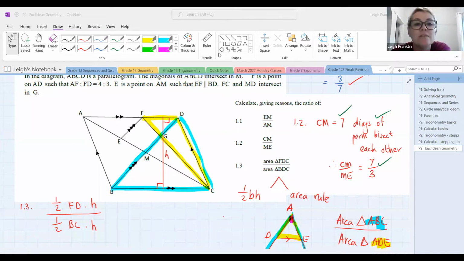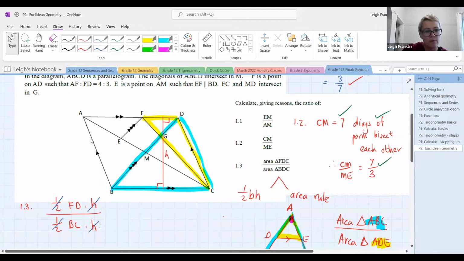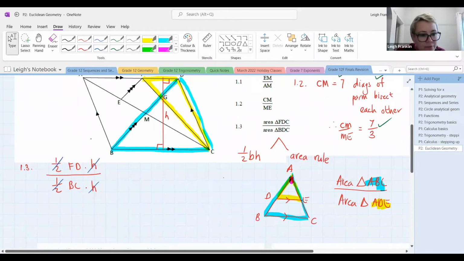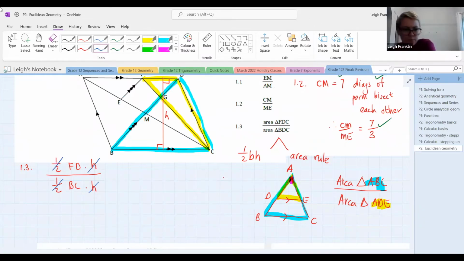And now we can cancel. Remember, anything divided by itself is 1. So a half divided by a half is 1, and H divided by H is 1. So what we are left with is FD over BC.